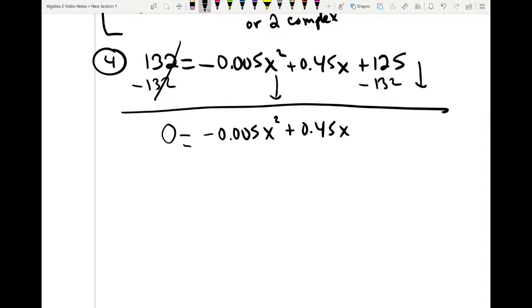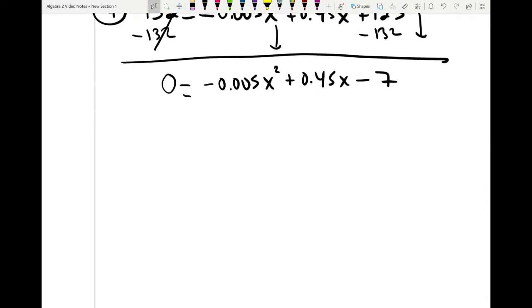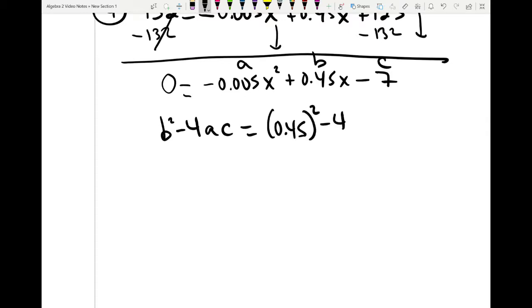You're going to have to subtract this down. So this is going to be -7. All right, now we're going to do the discriminant. Remember, b squared minus 4ac. So this is a, b, c. So we got 0.45 squared minus 4 times a times c.